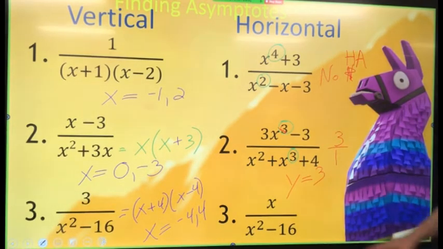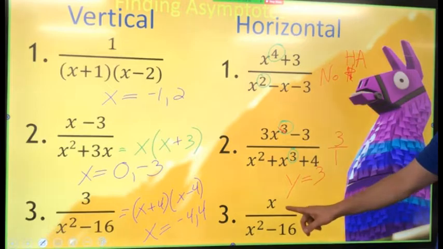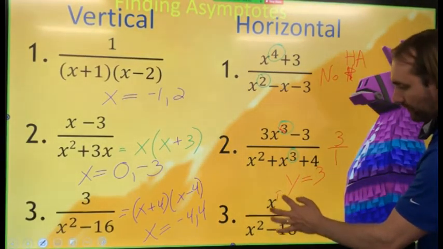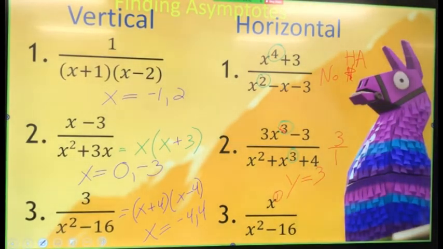Last but not least, my highest power in my numerator for number 3 is a 1. The highest power in the denominator is a higher one, so the denominator has the highest exponent, which means my horizontal asymptote is y equals what?